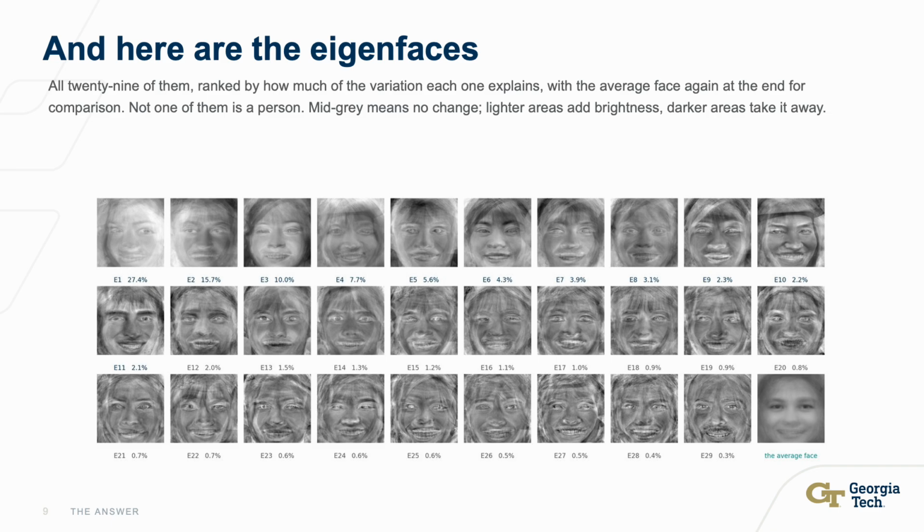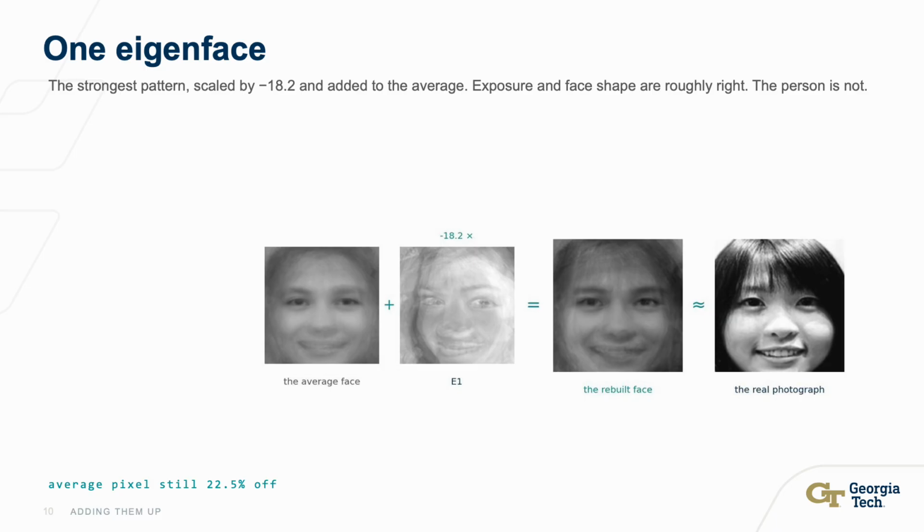For now, treat them as a fixed set of ingredients. One more property, which we will prove at the end, but which you can see now. The eigenfaces are mutually independent in the sense that no one of them can be built out of others. Each one describes something none of the rest describe. That is why adding them in a sequence keeps improving the answer instead of going over old ground.